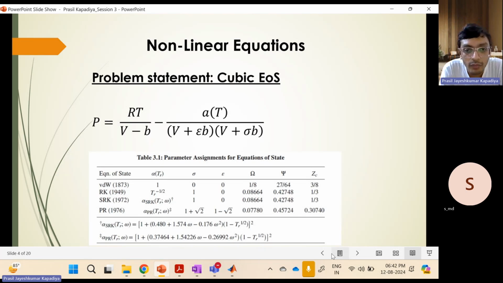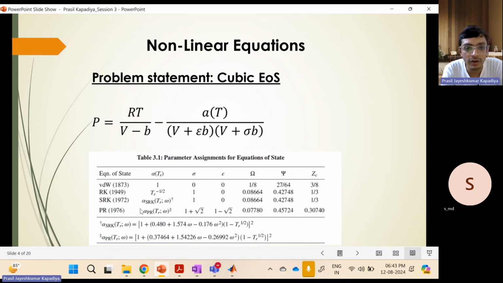Correct. Now, but the ideal gas law is not valid in all conditions. It is valid only at low pressure and high temperature, right? Very low pressure, so there won't be any interactions between gases. So after that, in 1873, the Van der Waals equation of state was developed. Then RK, SRK, and Peng Robinson. So these are the constants for the individual equations of state. Alpha is 1 in case of Van der Waals. There is no epsilon, sigma, only omega and psi.